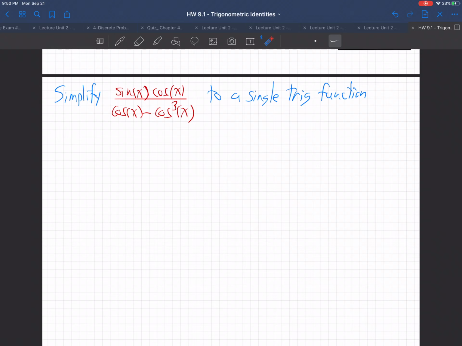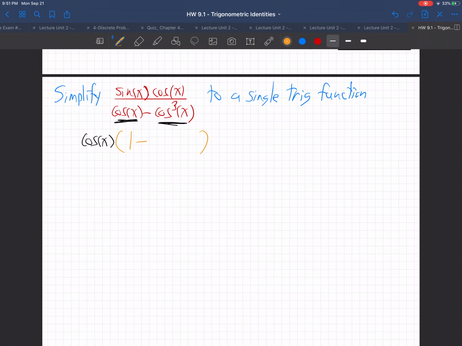Welcome to an example in which we're simplifying this trigonometric fraction to a single trig function. Okay, so how are we going to do it? One of the first things that's pretty tricky on this problem is you want to recognize that these two parts in the denominator have a common piece, meaning you can factor out a cosine of x, and maybe it'd help if I put a different color parenthesis there.